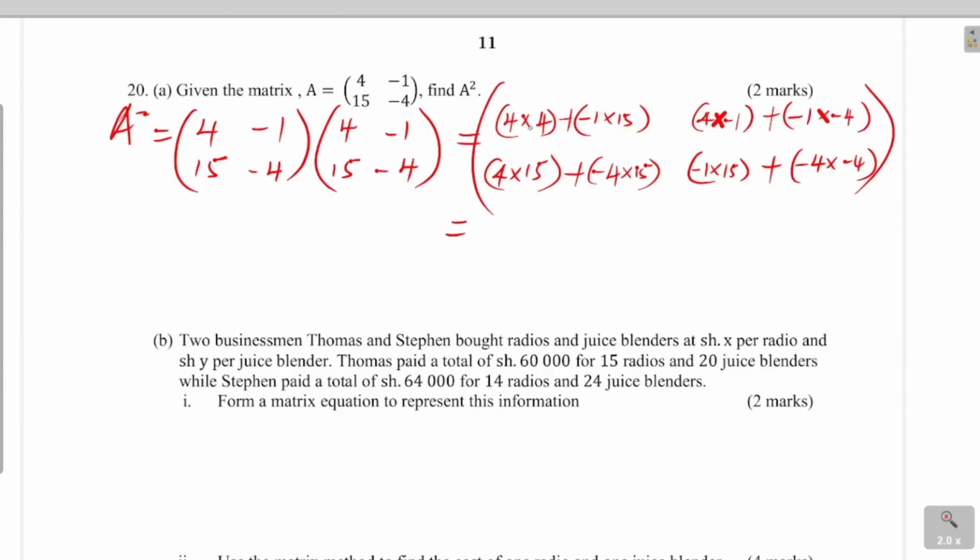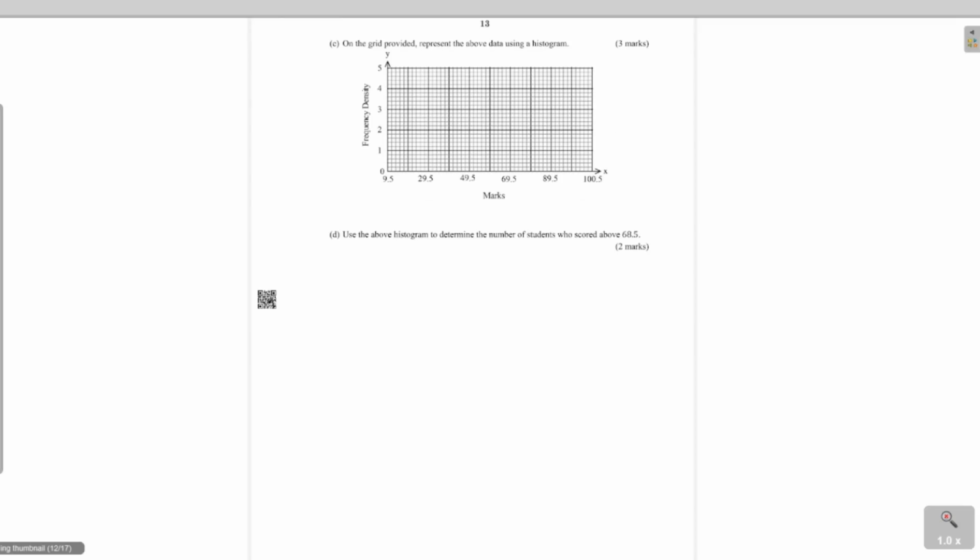So the first one will be 16 minus 15, that will be 1. Then this will be negative 4 plus 4, which will be 0. Then this is a 60, subtract 60, that will be 0. Then this is negative 15 plus 16, that will give 1. So that is what you're supposed to get for that part. Part 2.